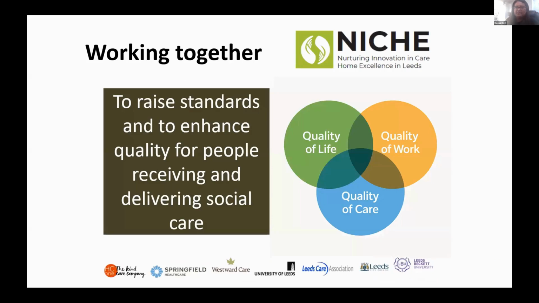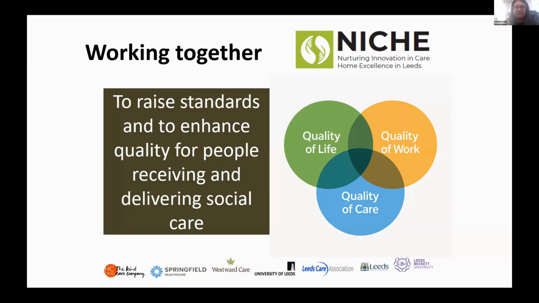So a bit of context before I go into the study. Pat's outlined really nicely how important it is to work with the people who have lived experience of the topics that we're researching. In Leeds, we have a partnership called Niche Leeds, which stands for Nurturing Innovation in Care Home Excellence. The partnership model is based on the Dutch Living Lab model, which has had nearly 30 years of successful partnership working. We work together with care organisations to identify what really matters to people and where research could support improving quality of life, care and work in care organisations.